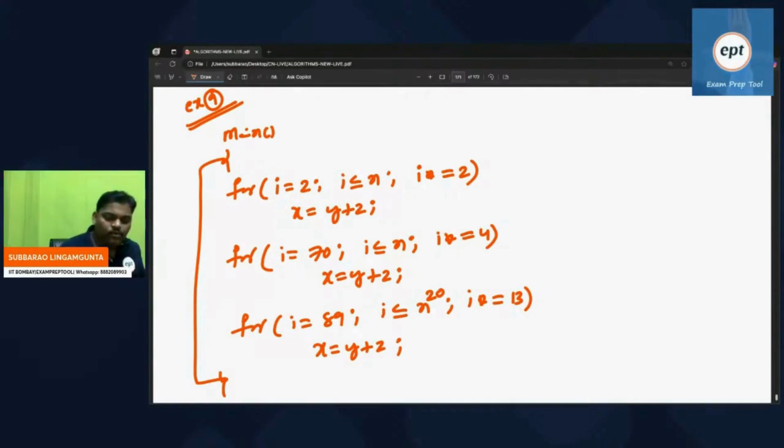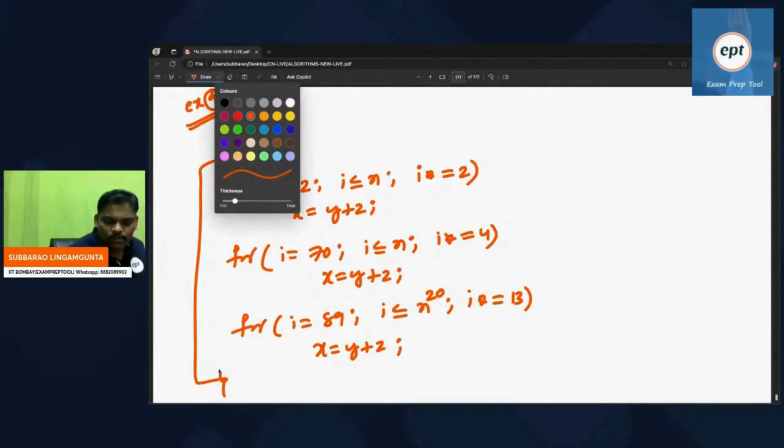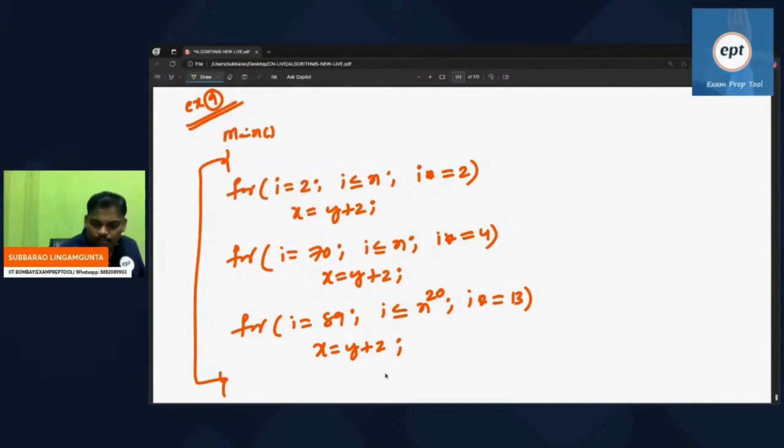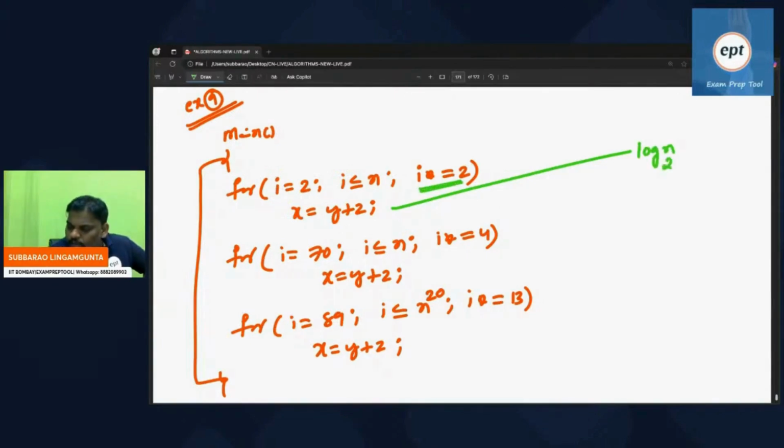Yeah, let's see the story once. Here i is always multiplied by 2, always multiplied by 2. See this one, always multiplied by 2, so it is going to be log n base 2.